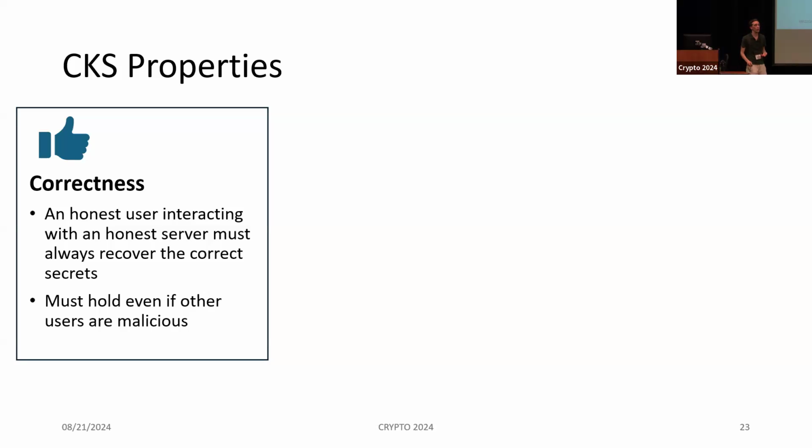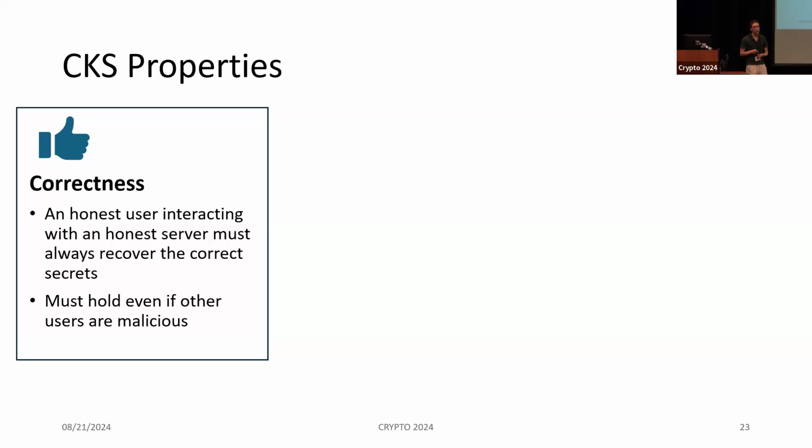So what are the properties we want of a CKS scheme? First, we obviously want some kind of correctness. What does correctness mean? It means that if an honest user interacts with an honest server, then they should get their old secrets back. And if you have your old secrets and your old ciphertext, then you can use that to get your old plaintext, and everything should work out.